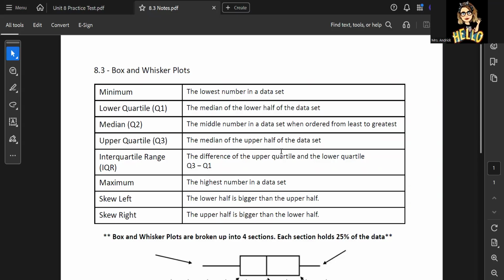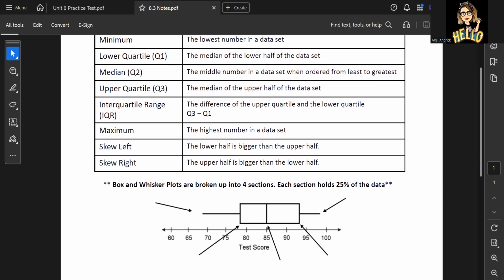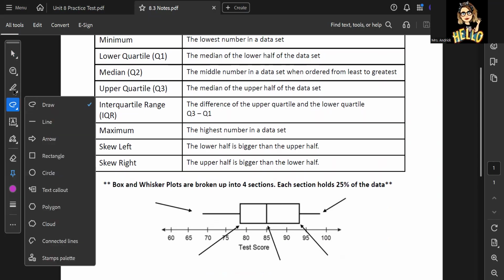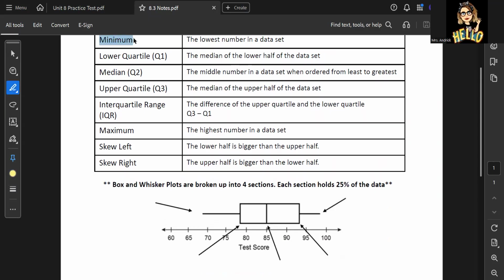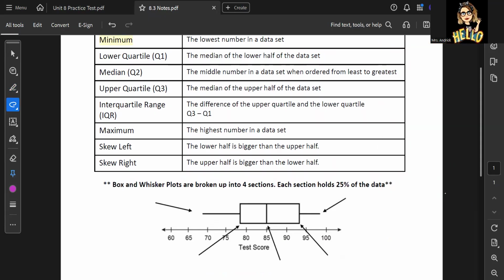All right, so we are going to talk about box and whisker plots. So just looking at some definitions, we're going to match the definitions to the chart below. The minimum is the lowest part of the data set. So that is going to be down here. This is the minimum. That's the smallest number in the data set.